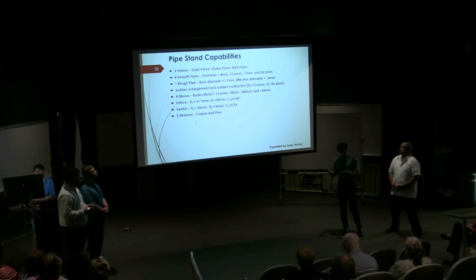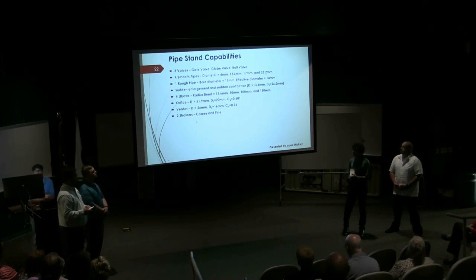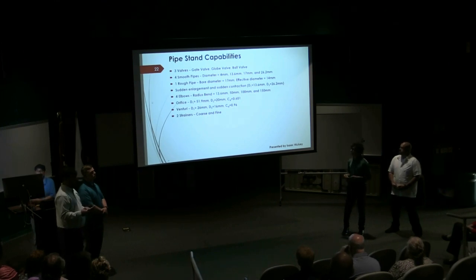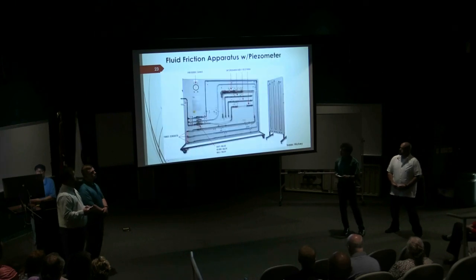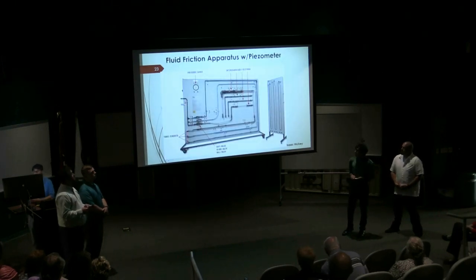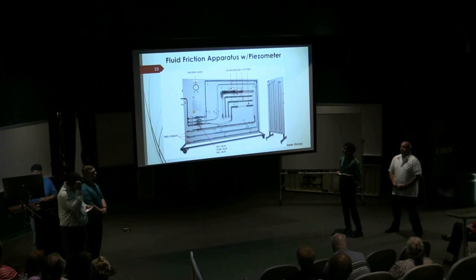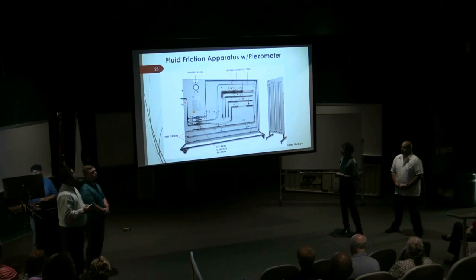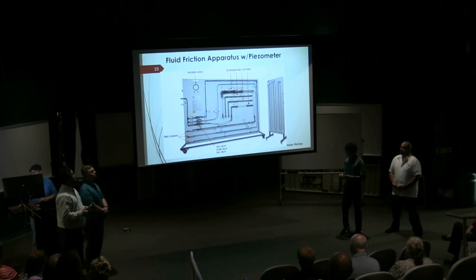Our pipe stand capabilities: we've got valves, pipes, several flow measuring devices, as well as strainers, and all of these we will test later on. Here's our pipe stand. You see it's got 3 circuits, the different valves. It's got a pressure gauge for high pressure drops that measures to a couple bar. And here's our piezometer on the right.